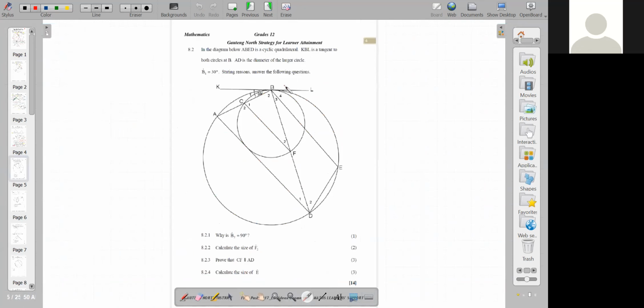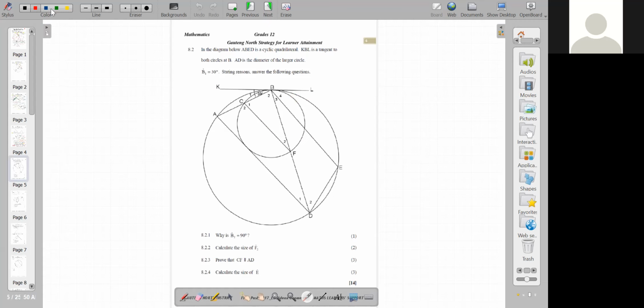All right, there's another question. As you see, a circle inside a circle, which they used to ask sometimes. Let's see, that's a cyclic quadrilateral. Yes, we can see there is a tangent line. There is a diameter. Oh, what is the diameter? That's important information. AD is the diameter.